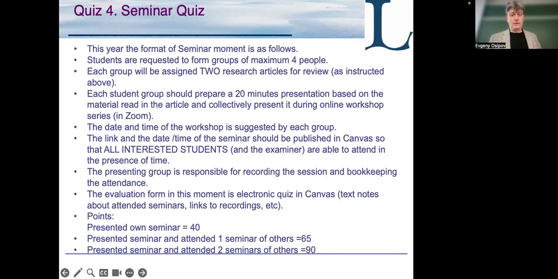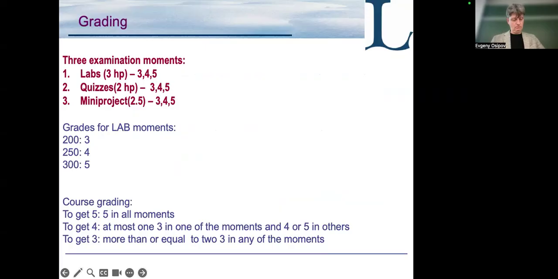Maybe the last thing: the grading rules. We have labs, quizzes, and a mini project. I will talk about the mini project soon. In all moments, you get a grade 3, 4, or 5, and here is the grading criteria for labs, depending on how many points you earned. The course grading is like this: 5 is all 5s in all moments; at most one 3 gets you 4; and two or more 3s in any of the moments gives you 3.